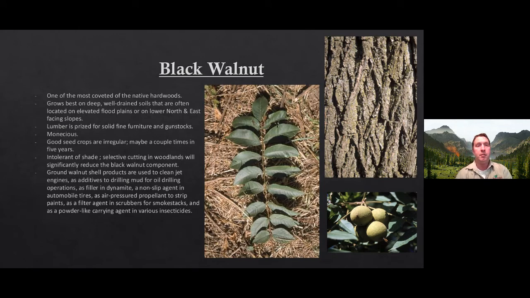So selective cutting in woodlands significantly reduces the black walnut component. And this is a problem for maintaining black walnut in woodland, because usually you'll see black walnut coexist with other species that may not be as valuable, such as boxelder, bitternut hickory, and some other lower grade species, sycamore. So that's why harvesting in the right way can sustain different species of trees.